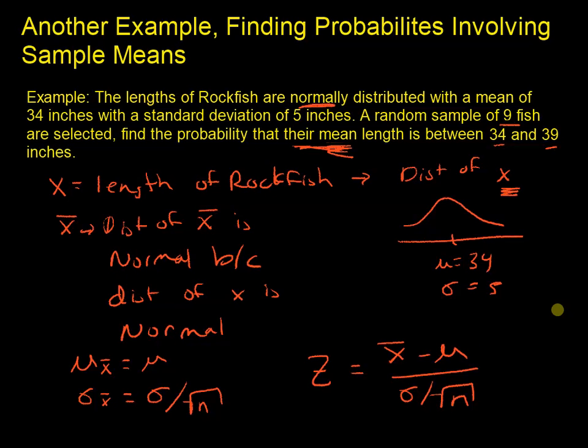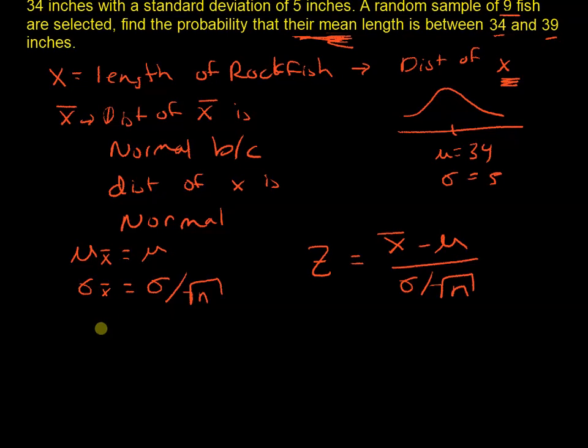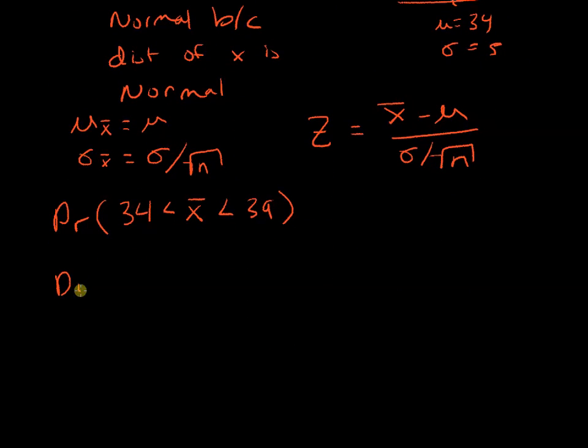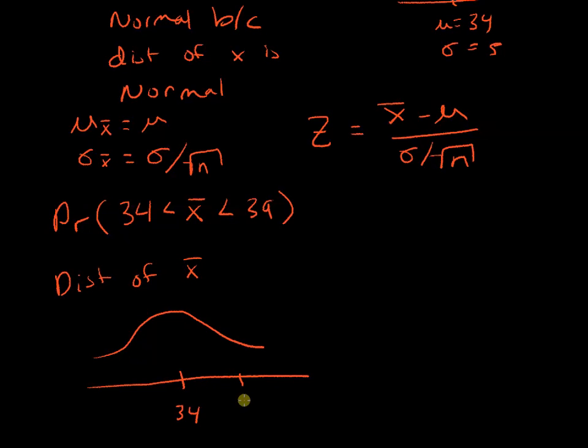All right, so let's go ahead and get to solving this problem. This problem is asking us what's the probability that the sample mean is between 34 and 39 inches. So actually I should write the sample mean between 34 and 39 inches. All right, so let's go ahead and draw this. I always like to draw my distributions first. Here's my distribution of x bar, and it has a mean of 34, and I'm trying to find between 34 and 39. So I'm trying to find this area here.